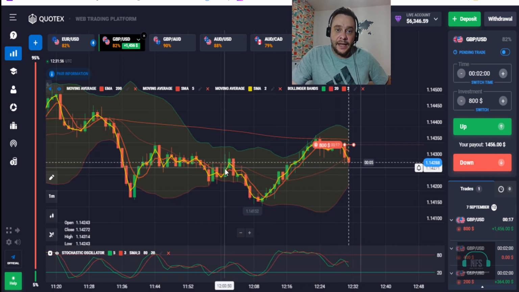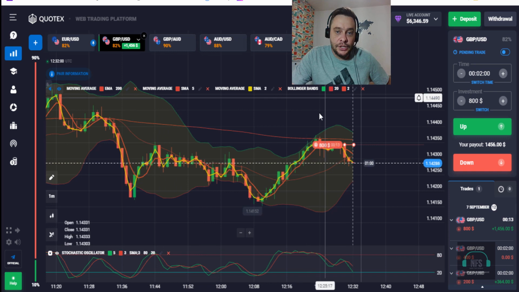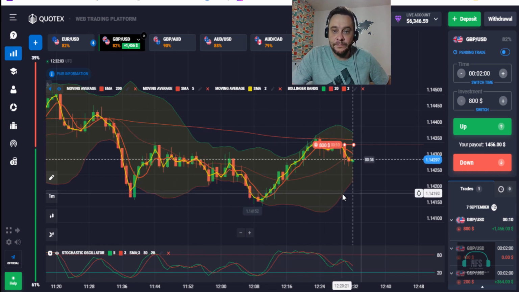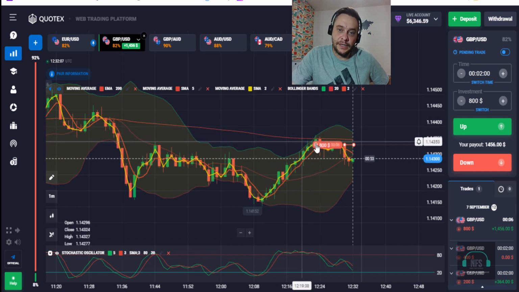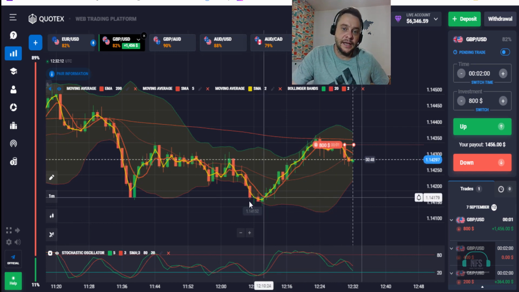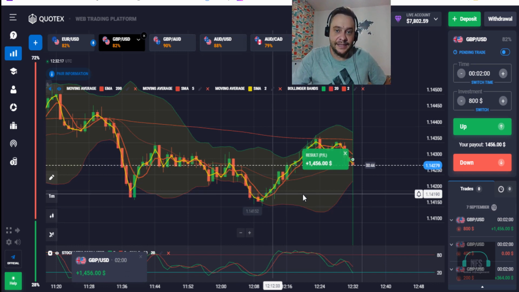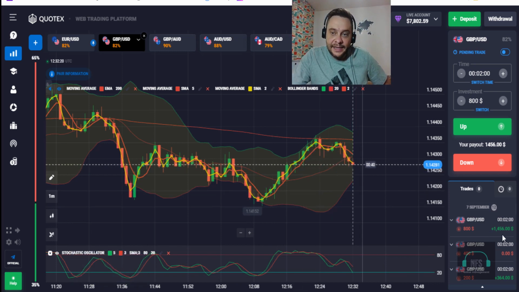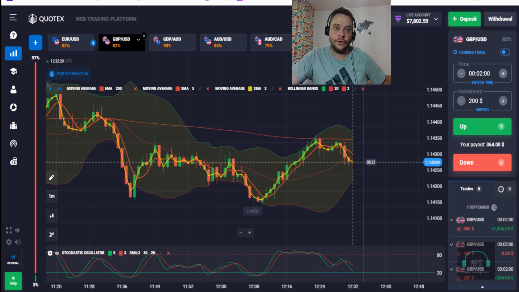So vice versa. And one more thing, we should set here the Bollinger Bands, and in this way we will know if we are on the upper side, on the green line of the Bollinger Band, we should be looking for down trades. If we are here on the down, and yes, in the money, $800 trade, and as you can see, we have a profit of 1,456. And let's go back to, let's say, $200. I will place $200 trades from now on.